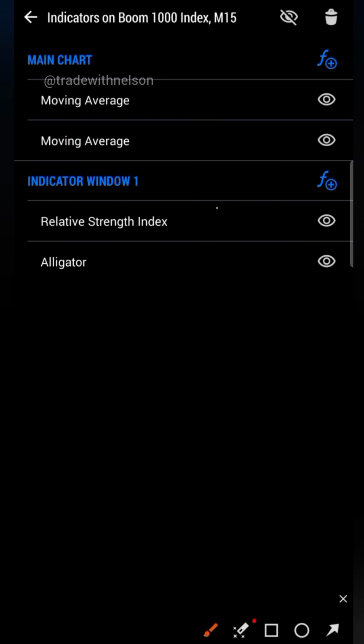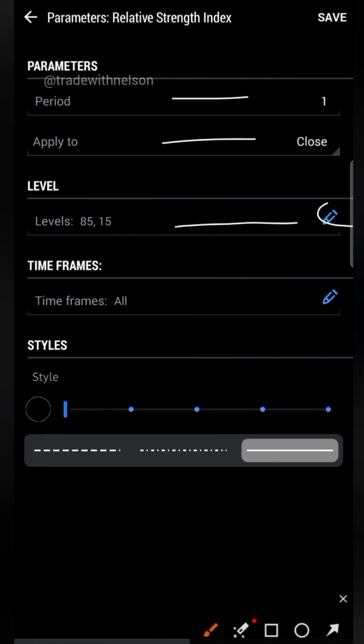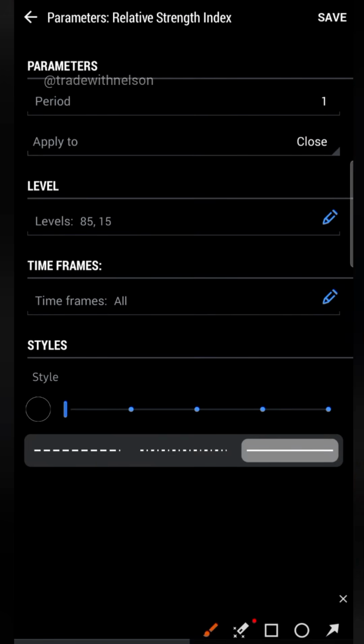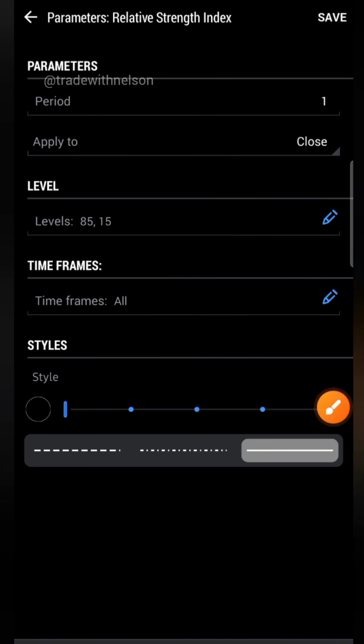The next indicator we want to look at is the relative strength index. To select that, click on the F icon on the main chart and search for your relative strength index. Make the period 1, apply to close. For the levels, click on this pen icon, make it 15 and 85, color of your choice, 4 pixel. And for the style, make it the color of your background. If your background is black, you make it black. If yours is white, you make it white. After that, you click on save.